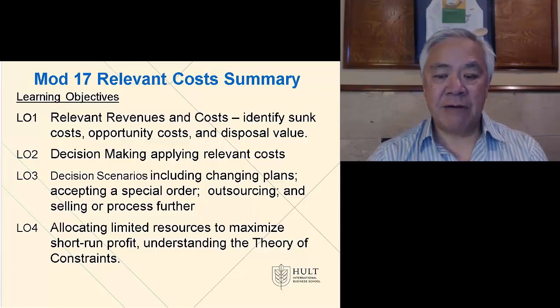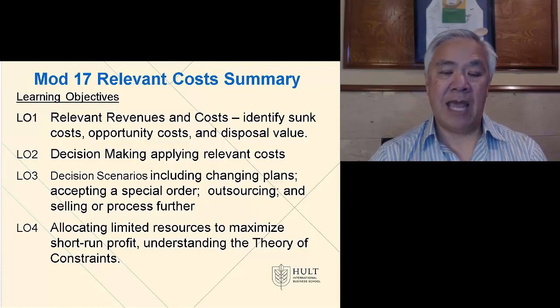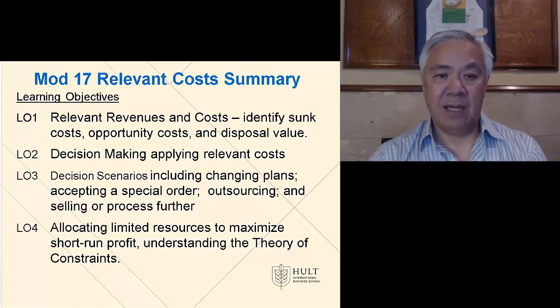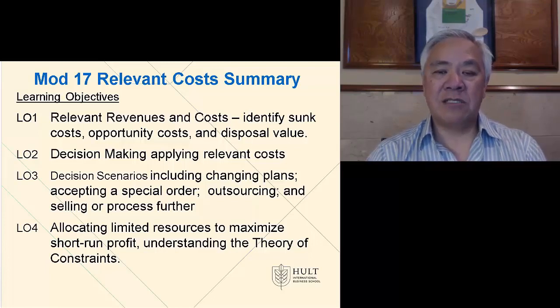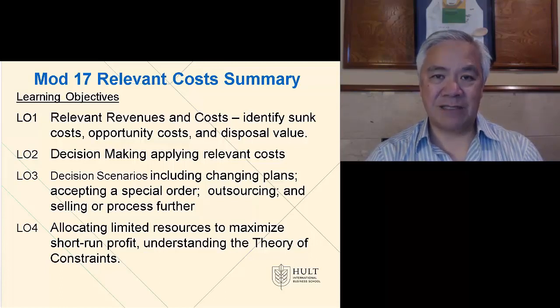Learning objective 3, we did scenarios. We did 4 of them. We did changing business plans, adopting or not a special order, outsourcing, which is make or buy, and selling or processing further. Finally, we looked at learning objective 4, which is constraints. If we have constraints, then how do we work around that constraint such that we can maximize our profit? Finally, we looked at a more generalized view, which is the theory of constraints, which provides for us to find a constraint, schedule to consider it, and then in the meantime, try to get rid of the constraint.